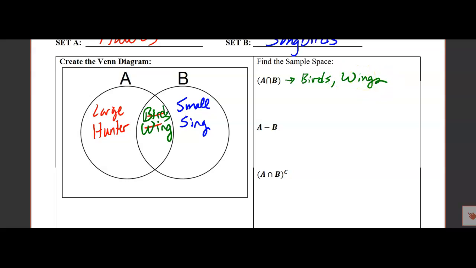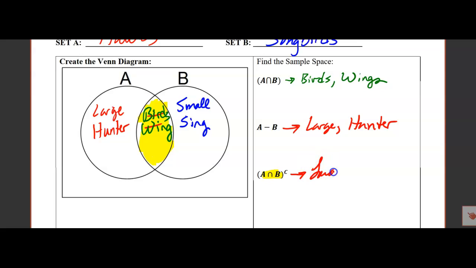All right. A minus B. So everything that's in A that's not in B would only be large and hunter. So essentially everything that's only for hawks and not for songbirds. Okay, the last one. A intersection B is everything in the middle. That's the intersection. So the complement is then what? Everything that's not in the middle.